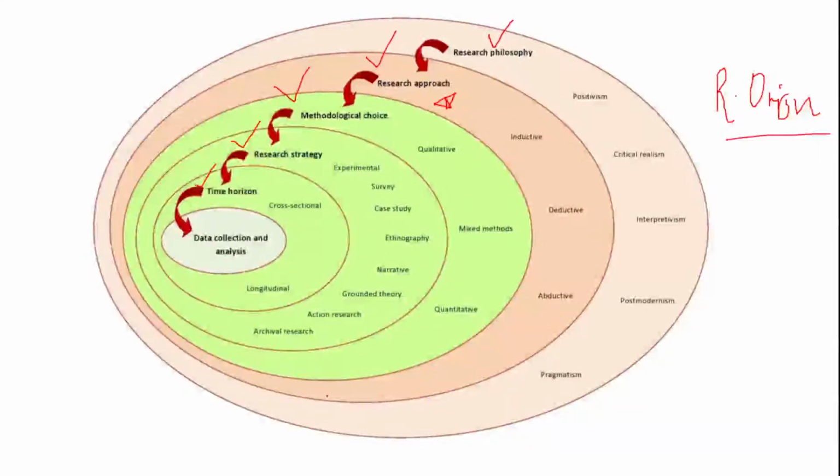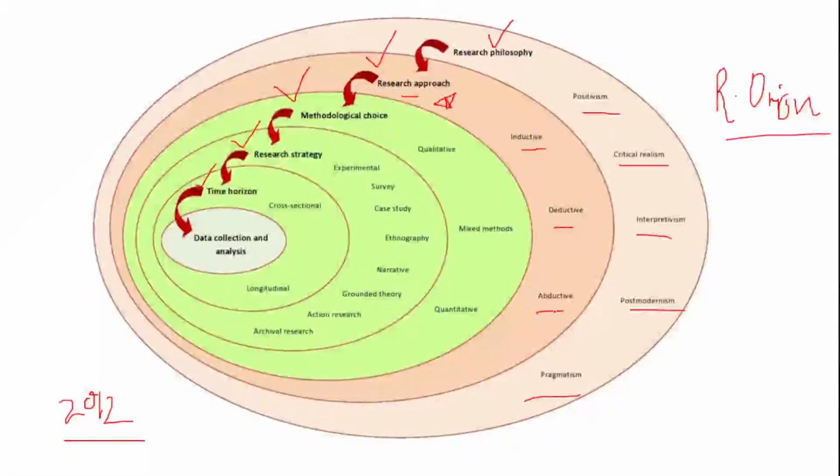Let's look at this research onion. The onion was given by Saunders, presented in the year 2012. We are going to see these research layers in detail also, but today we are taking just a very small part of it. When I talk about research philosophy, we have positivism, critical realism, interpretivism, postmodernism and pragmatism. When we talk about approaches, we have the inductive, deductive and abductive approach.